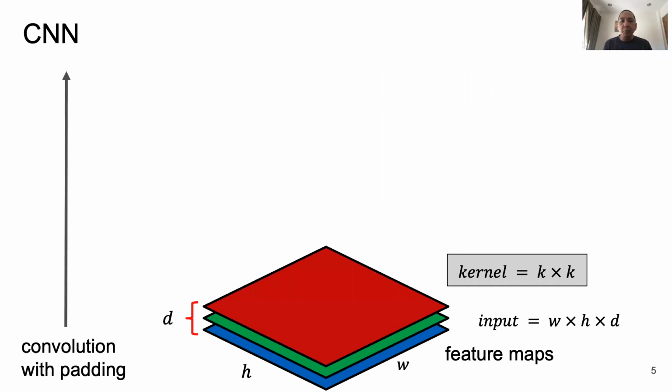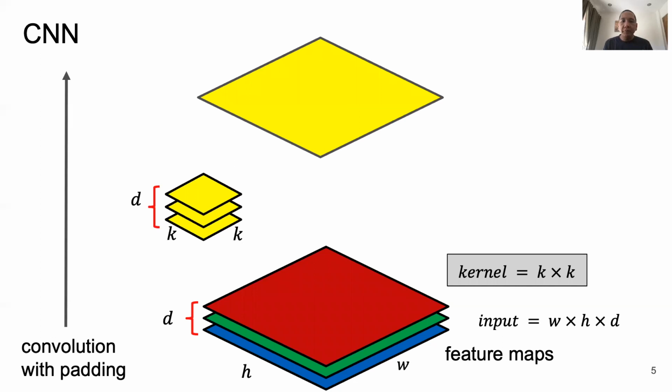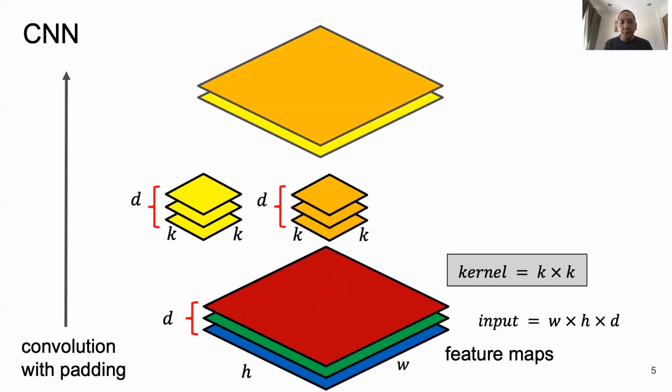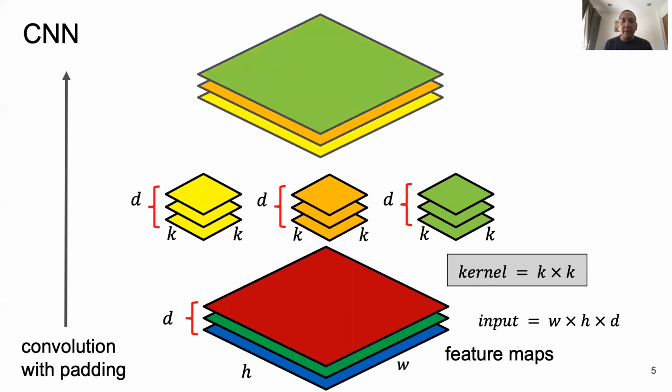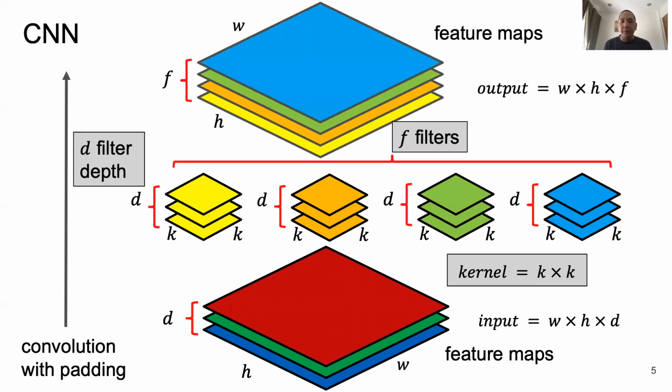Let us take a look at one convolution operation. In this example, we have 3 input feature maps. We would like to perform a convolution that produces 4 feature maps. In this case, we use 4 filters. The first filter produces the first feature map in yellow. The orange filter produces the orange feature map. The same for the green and blue filters.